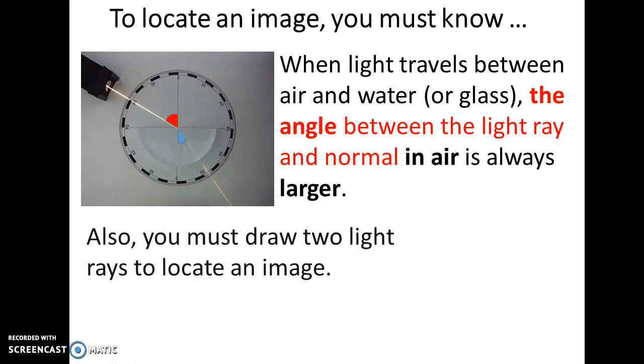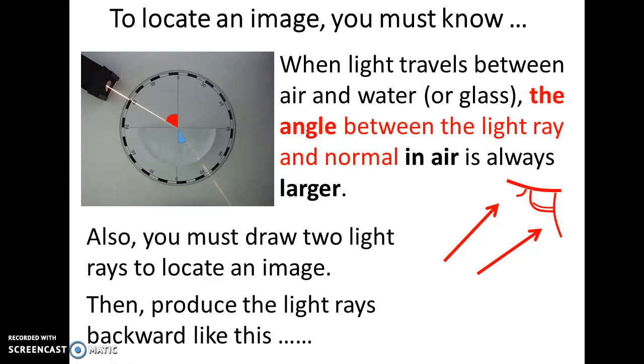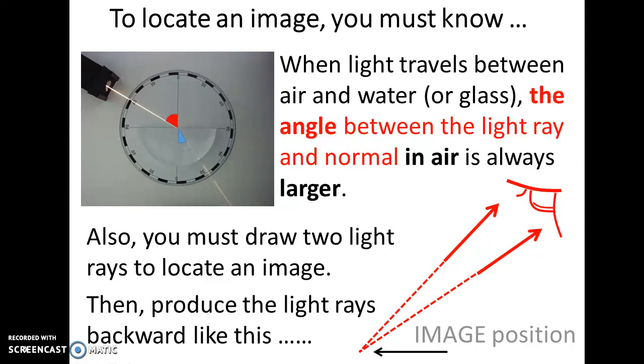Secondly, in order to locate the image, you must draw two light rays. So when the observer's eye is here, you must have two light rays. Yes, two. At least two light rays. And to locate the image, you have to produce the light rays backwards, like this. 1 and 2, and they intersect at this point. And this is the image position. Now we are going to use these techniques to find the image position of the following cases.